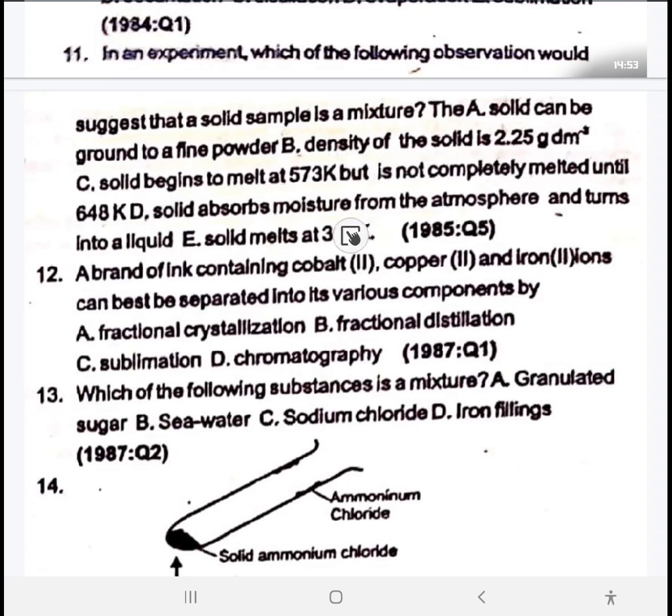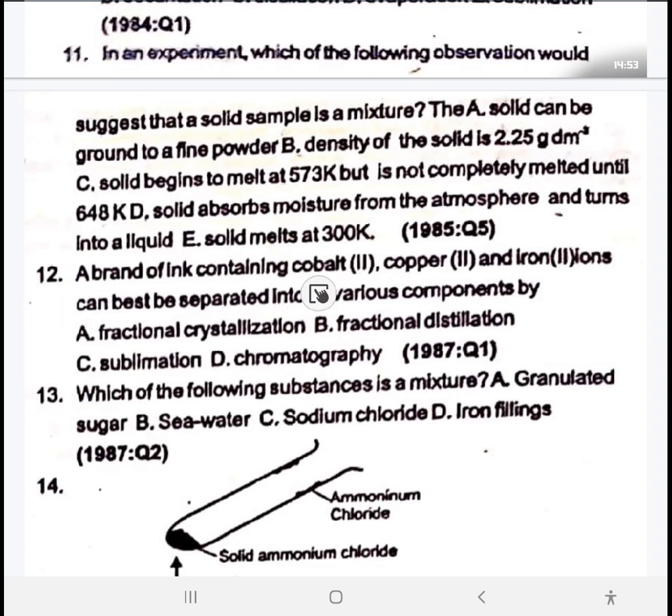Number 11 is actually option C. The solid begins to melt at 573 Kelvin, but will not fully melt until 648 Kelvin. That's a whole lot of temperature in between. Instead of starting at 573 and melting at 575, it goes to 648 Kelvin. Option C for 11.